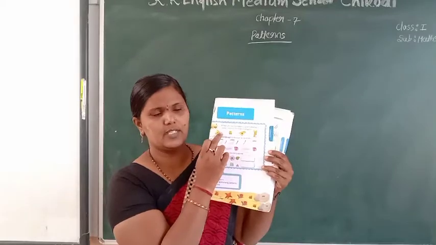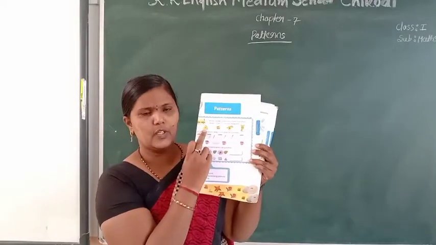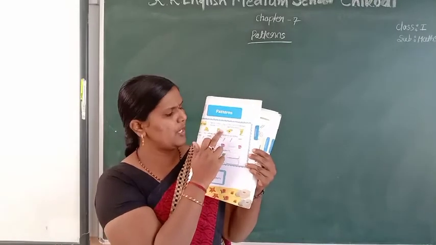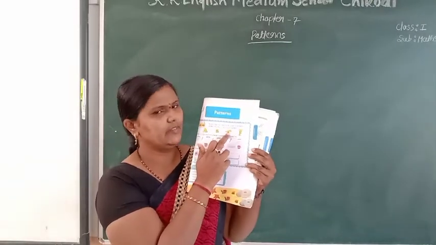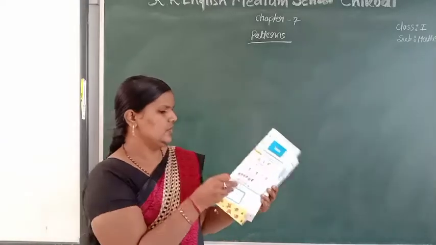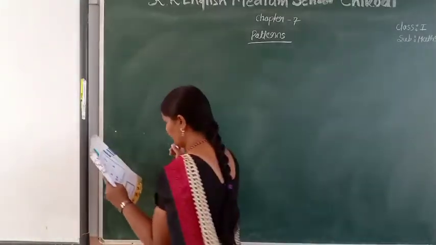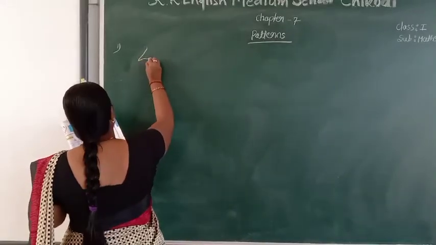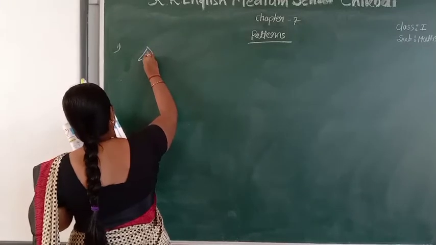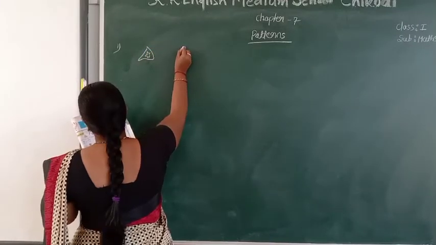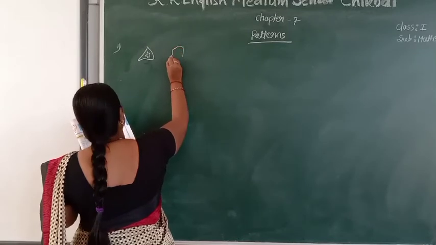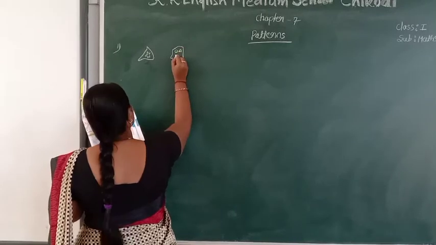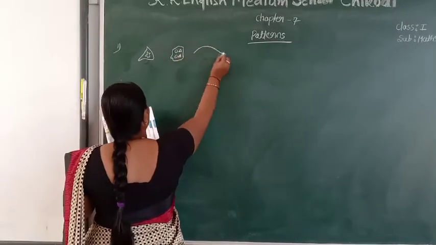In these three, which one is matched here? First one is correct? No. Second one? Yes. Second one is the matched part. So you have to circle the second one. And third one? No. That is wrong. First one, here star is there in this dress part, and here circle, triangle, and one more.